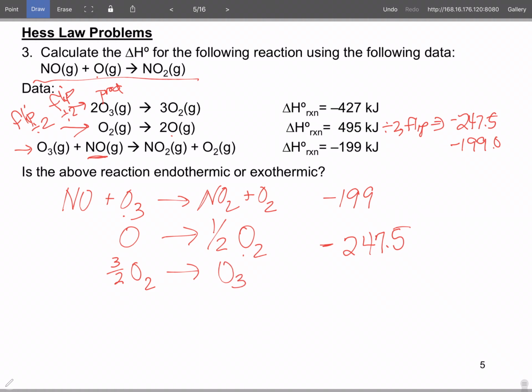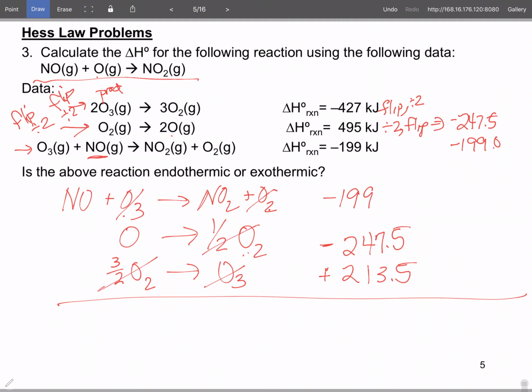And so if we flip it and divide it by 2, then we're going to end up with a positive because it was negative 213.5. So if we look at our equations, we have O3 is gone. We have 1 O2 and a half, so that's 1 and a half, which is the same thing as 3 halves. So our O2's cancel, so we're left with NO plus O yields NO2, which means if we do the math, we end up with 233 kilojoules.